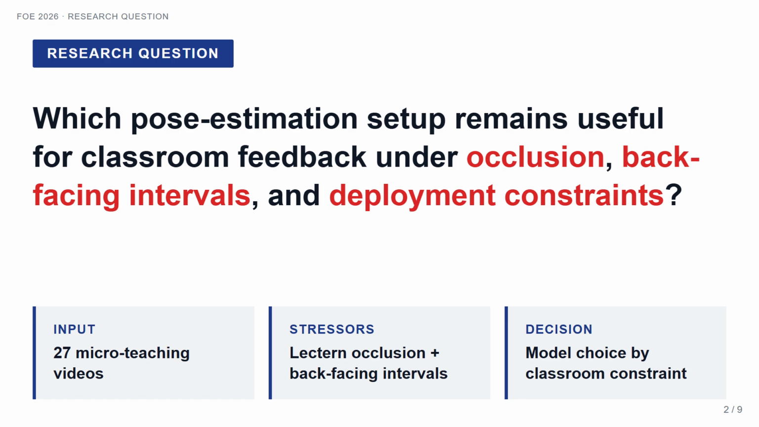The question is simple. Which pose estimation setup remains useful for classroom feedback under occlusion, back-facing intervals, and deployment constraints? We used 27 micro-teaching videos. The main stressors were lecture occlusion and back-facing intervals. So our goal is not a benchmark winner. It is a practical model choice for a classroom setting.